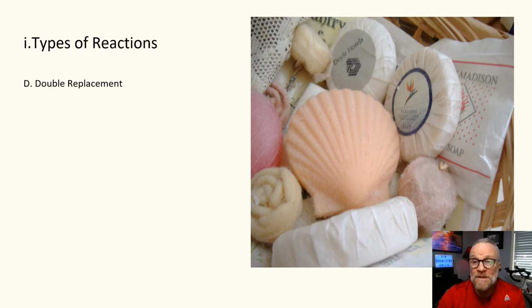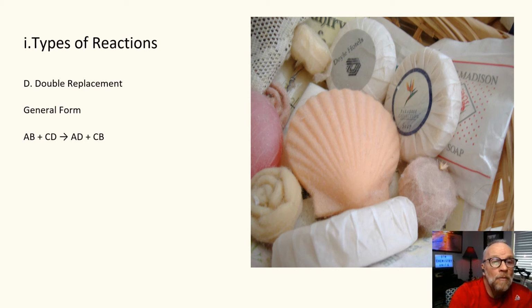So the same scenario applies, except two things change place. Take the general form of AB plus CD, and A will dance with D and C will dance with B. So it's two couples changing place. The metal will always be written first in these reactions, and then the non-metals second. So you can't have two metals combining or two non-metals combining. It's always metal by non-metal.